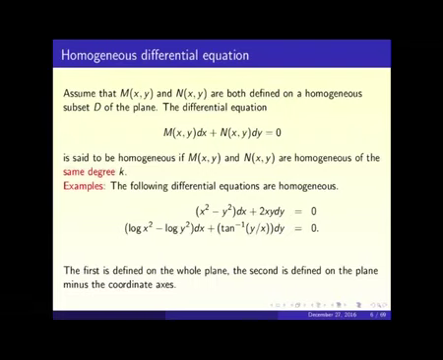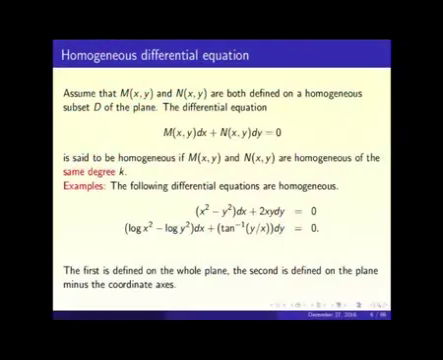What about the second differential equation? The second differential equation is log x squared minus log y squared. Immediately if x is 0 or if y is 0, there is a problem. So, we have to remove the x axis and we have to remove the y axis. We are getting all the open quadrants: the open first quadrant, second quadrant, third quadrant and fourth quadrant. The union is a homogeneous domain.